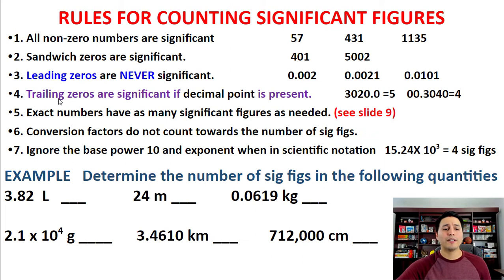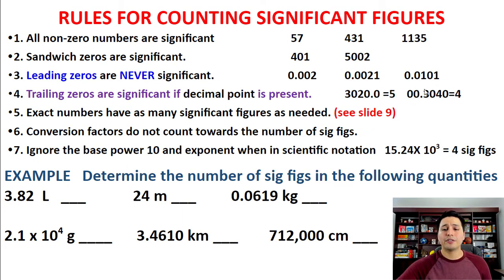Now, rule 4 says that trailing zeros are significant if a decimal point is present. So notice that over here we have a decimal point. So in this case, because they're not leading zeros and there's a decimal point present, these will all be significant. So we got a total of 1, 2, 3, 4, 5 significant figures here.